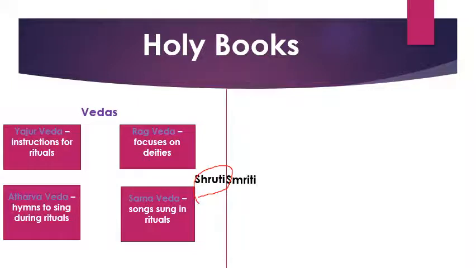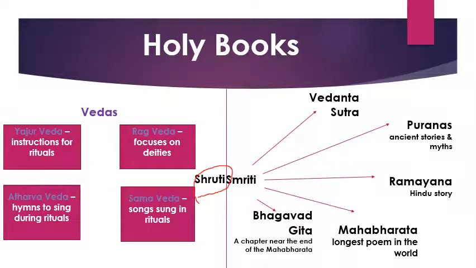Now, as well as the Shruti, there's the Smriti, which means what is remembered. And again, within this one, there are other books. There are ancient stories and myths, Hindu stories, and the longest poem in the world is within the Smriti.